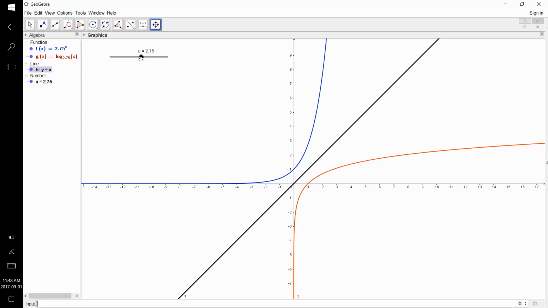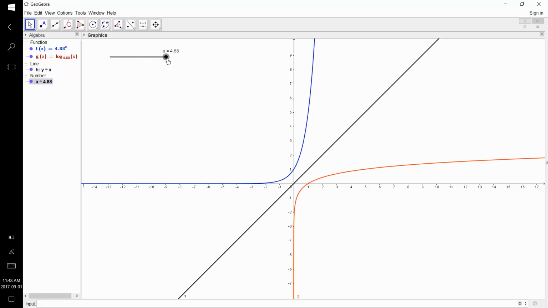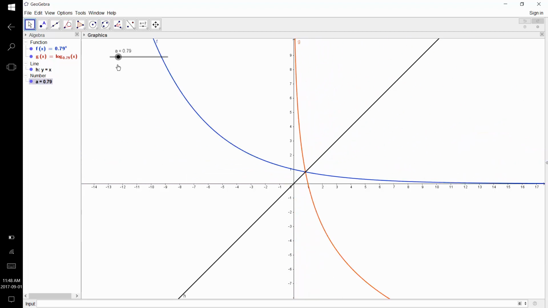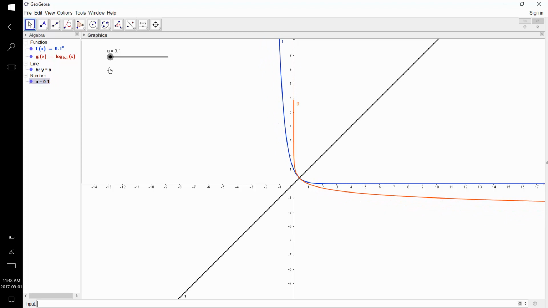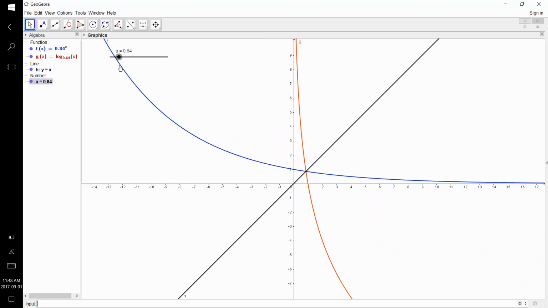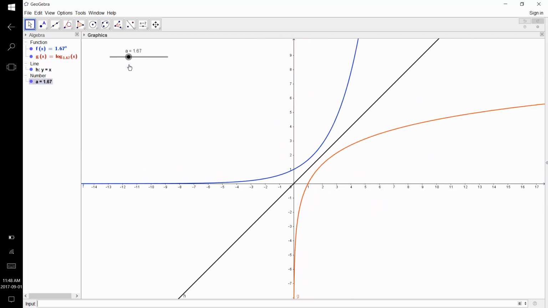And again, you can play around with the value here, and you can see how those change as you move through different values. And you can see this inverse relationship between the two. Okay, all right.